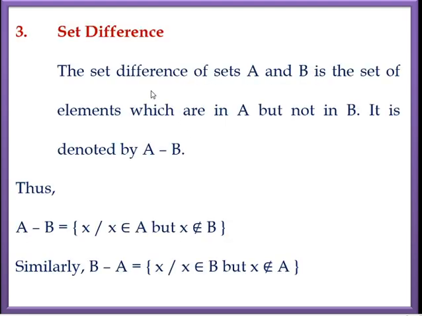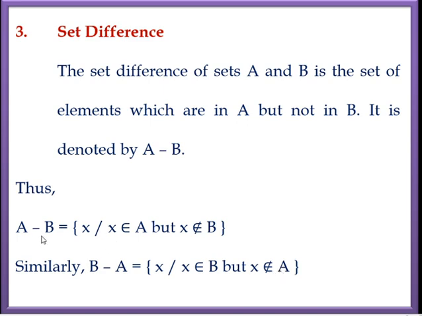Now this is an important concept. Set difference. The set difference of sets A and B is the set of elements which are in A but not in B. It is denoted by A minus B. So A minus B is the set of all x such that x belongs to A but x does not belong to B. Similarly, what will be B minus A? Set of all x such that x belongs to B but does not belong to A.